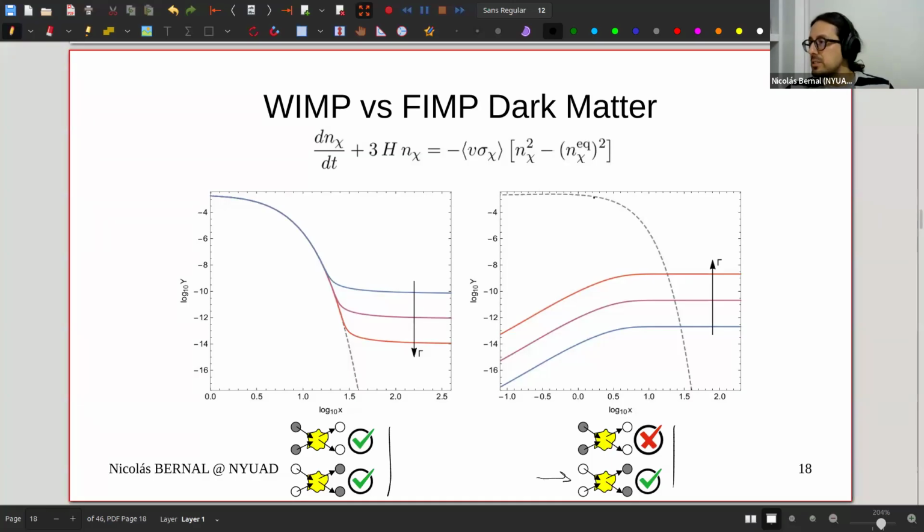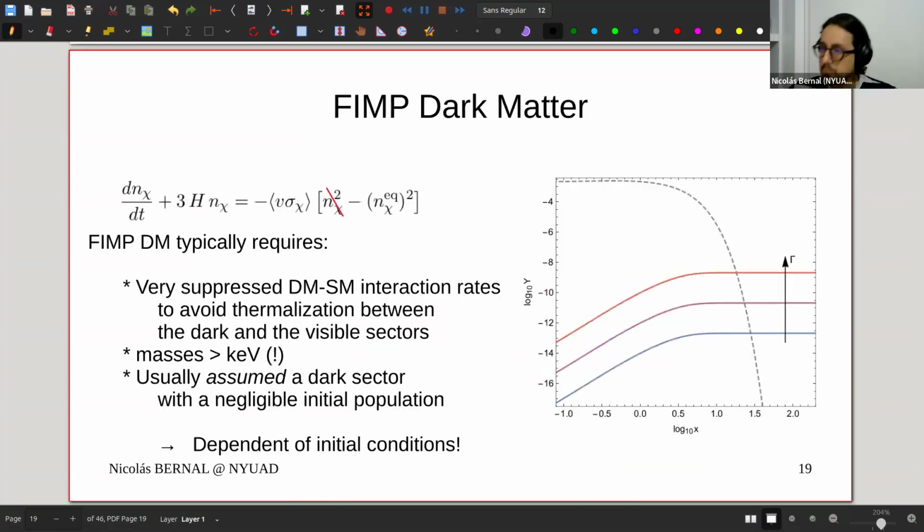If this dashed line corresponds to the equilibrium density, these solid lines correspond to the actual dark matter evolution. So dark matter is produced very slowly, and at some point it freezes in, right? And you reach a plateau without tracking the equilibrium density. So dark matter is never in chemical equilibrium. However, you don't care about that. You're just producing dark matter via the FIMP mechanism.